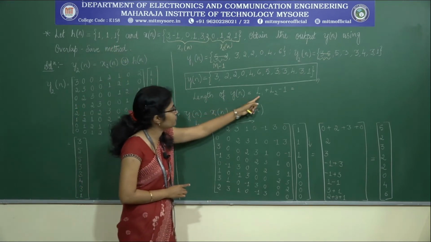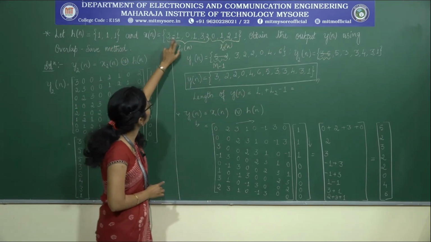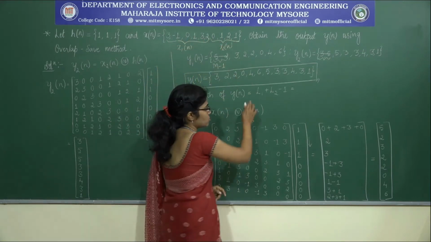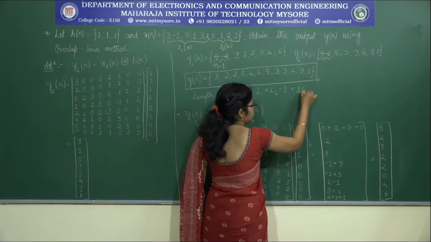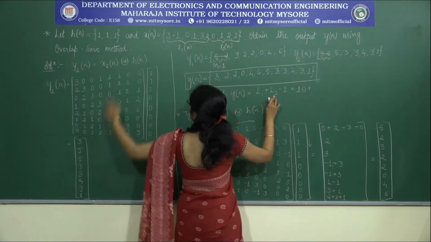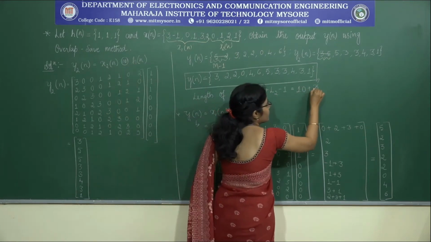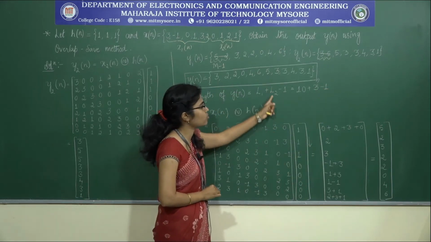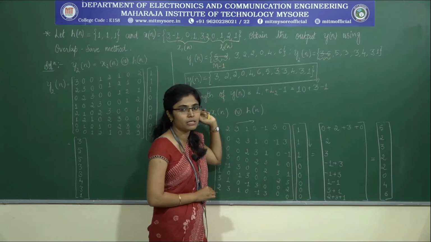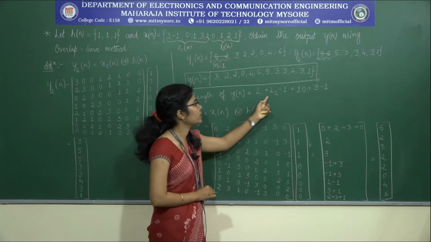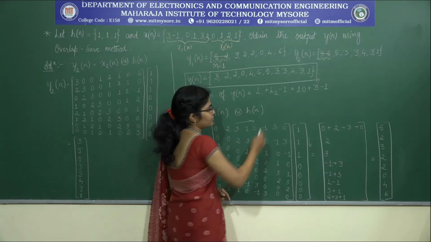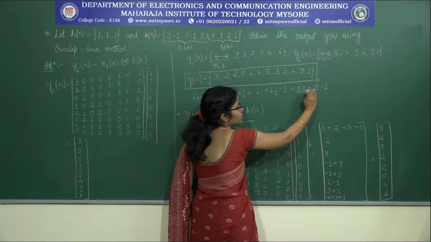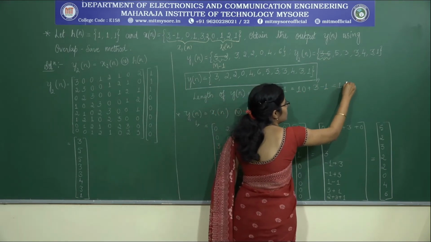L1 is nothing but the length of x of n, L2 is nothing but the length of h of n. So what is the length of x of n? That is L1: 1, 2, 3, 4, 5, 6, 7, 8, 9, 10. So length L1 is 10 plus L2 is 3 minus 1. Okay, if you want, you can take this as m also, no problem. Why? We have defined the length of h of n as m. Now, if I perform the simplification, 10 plus 3 is 13, 13 minus 1 is 12.